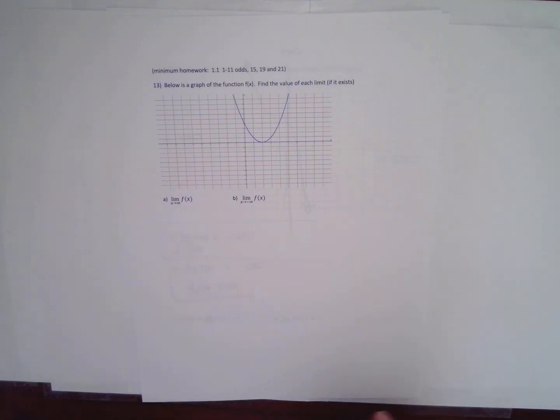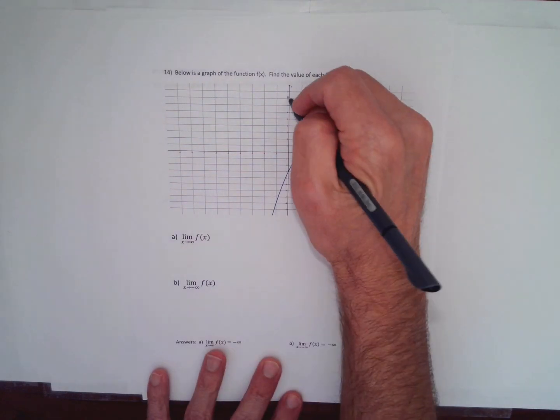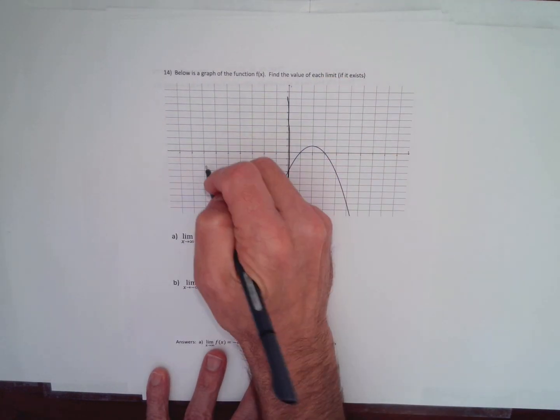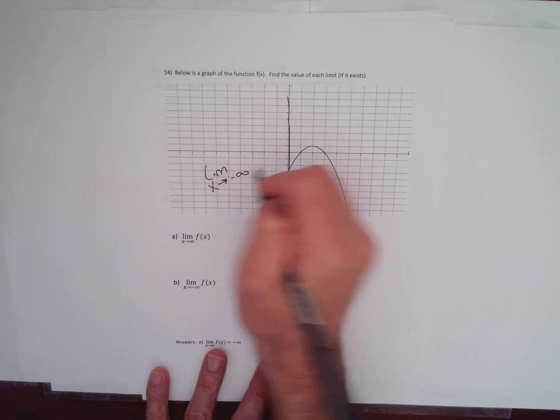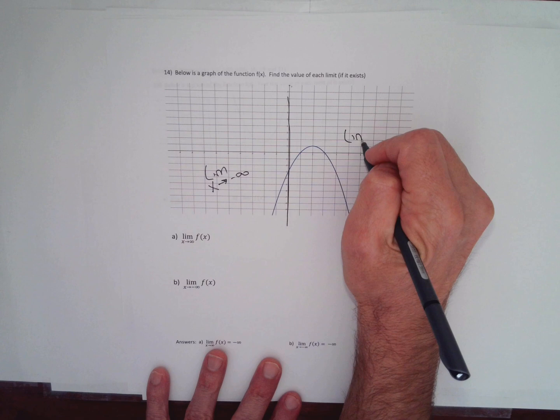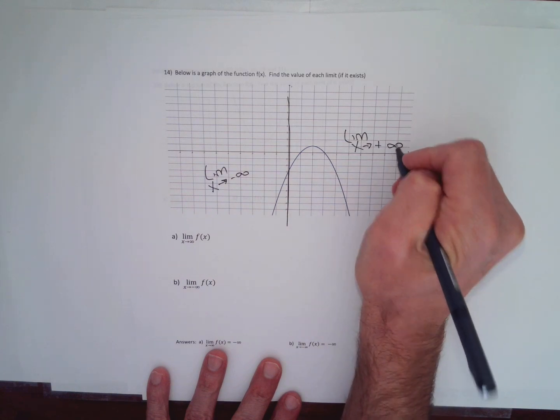13 is another limit at infinity, but the graph goes in the same direction on either side of the origin. Similarly, my problem 14. If I look to the left of the origin, this is going to be for the limit as x approaches negative infinity, and to the right of the origin, it's going to be for the limit as x approaches positive infinity.